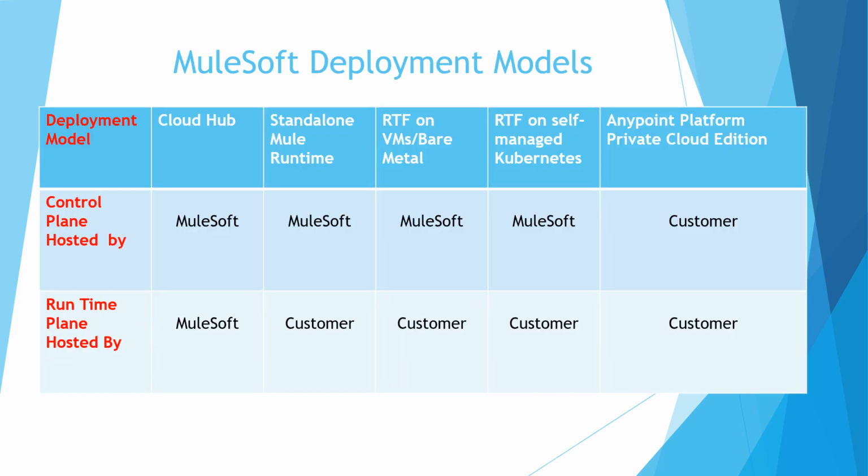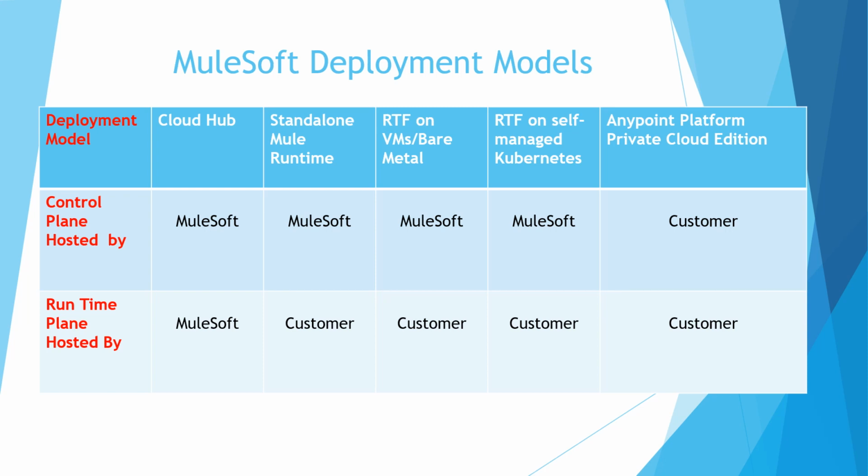In this section, we will talk about the different MuleSoft deployment models. The first deployment model is on CloudHub. Here, the control plane and runtime plane both are hosted by MuleSoft. Then comes the standalone Mule runtime model, in which the control plane is hosted by MuleSoft and the runtime plane is hosted by the customer.